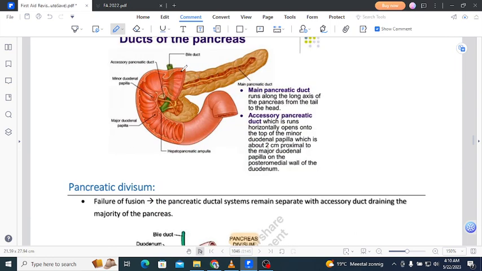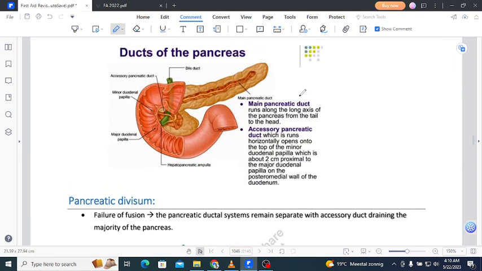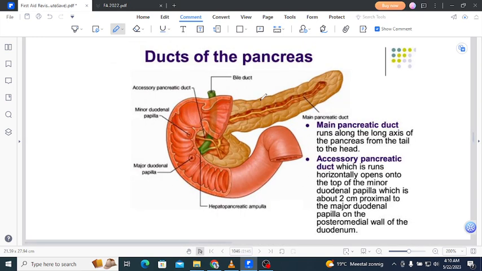The ducts of the pancreas. What is meant by that? There are a lot of ducts in the pancreas. The first one is the main pancreatic duct, which runs along the long axis of the pancreas from the tail to the head. Let me delineate the organ: this is the tail, this narrow portion is the isthmus, then we have the body, and then the uncinate process. So the main pancreatic duct runs along the long axis of the pancreas from the tail to the head.